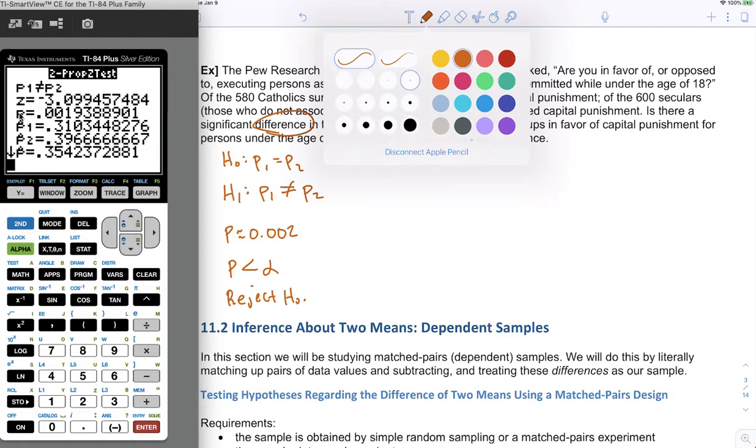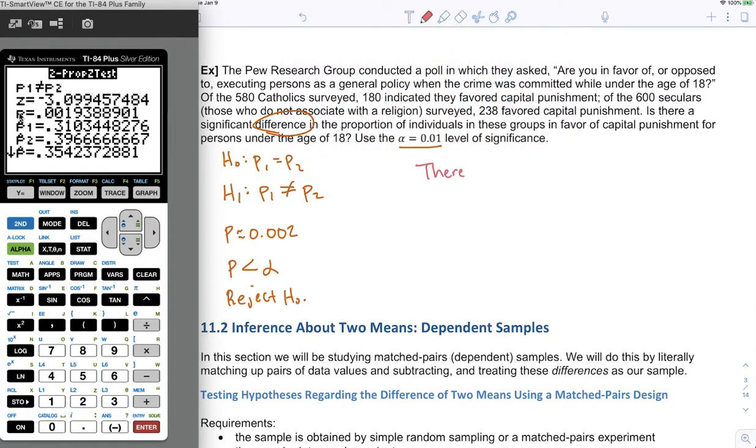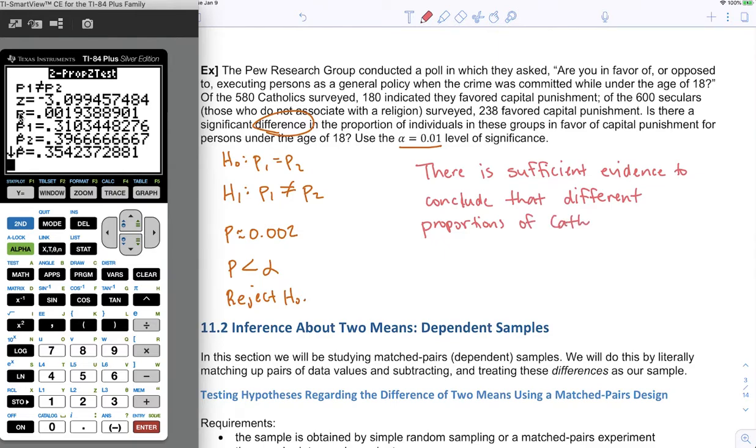Okay, so we can say there is sufficient evidence to conclude that different proportions of Catholics and seculars favor capital punishment for minors.